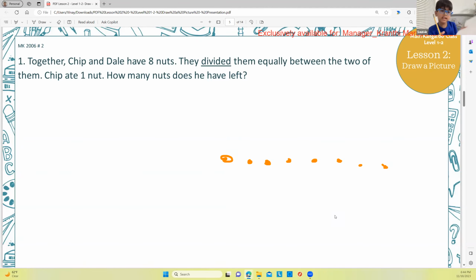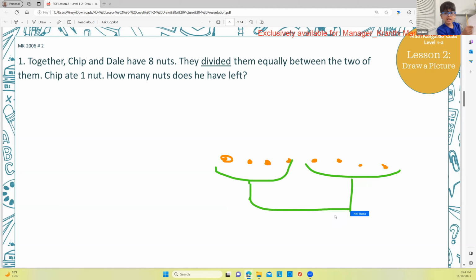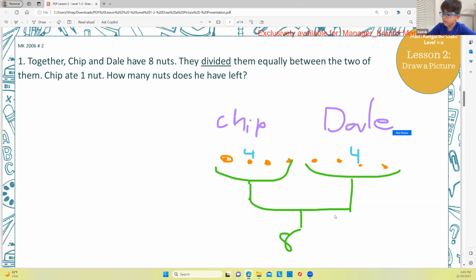So here's an easy strategy to use. Just go from the edges. So 1, 2, 3, 4. So that would mean that there would be 4. Yeah. So let me just cross out this one. So now Chip ate 1 nut. So that means we would need to subtract 1. So here's 4 and subtract 1. So that means the answer would be 3.